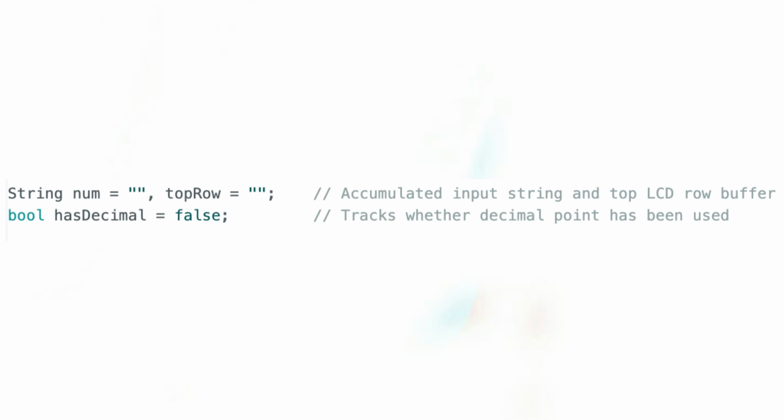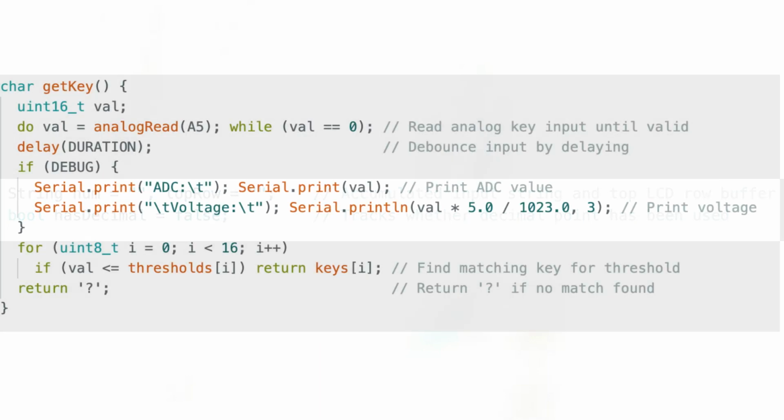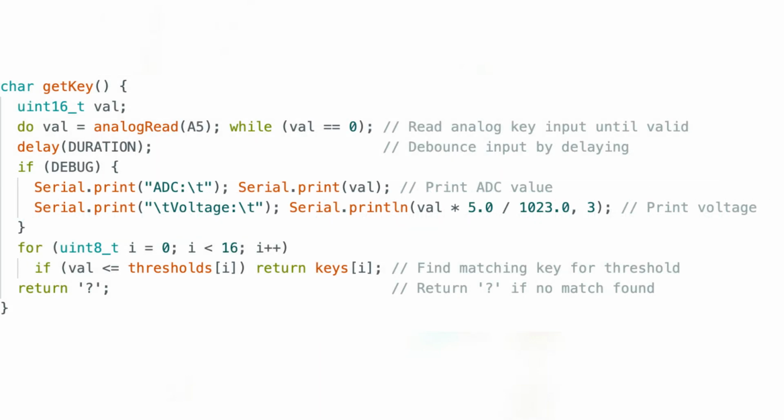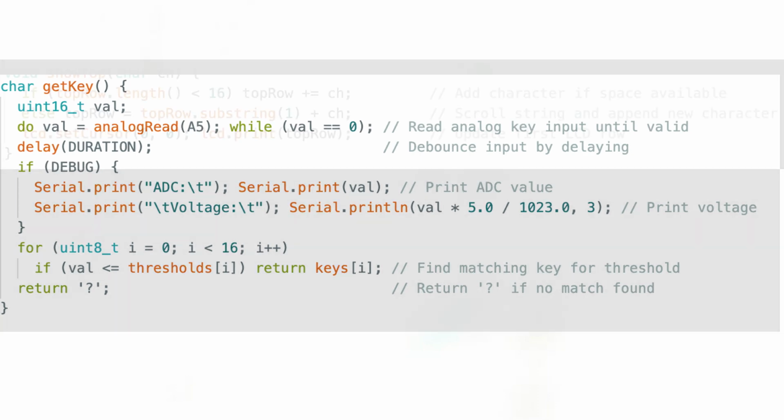For the state variables, num temporarily stores the string of digits and decimal input by the user, has decimal is a flag to ensure only one decimal is entered per number, and top row holds characters shown on the top LCD row. For the keypad input handler, it continuously samples analog input from A5 until it reaches a non-zero voltage. It converts the analog values to a character using the threshold and keys arrays.